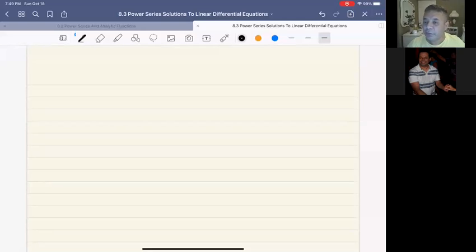All right, let's do one more. It's going to actually be an initial value problem. So this is number 28 in the section. Again, it asks us for the first 4 non-zero terms about x equals 0. And I'm probably just going to do the first 3.